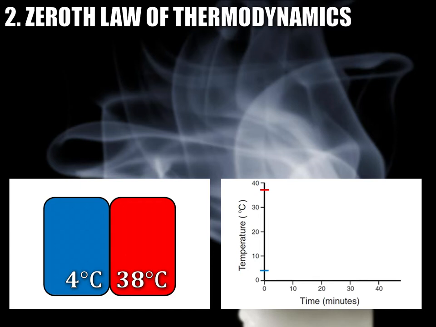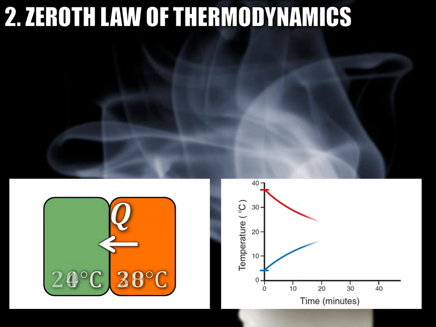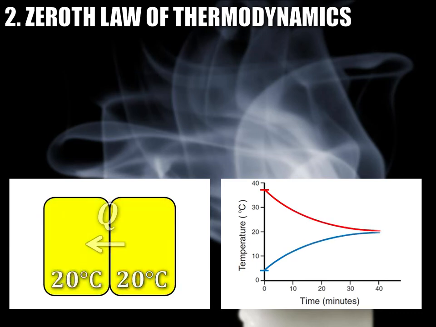Now we have a temperature difference, which means heat will flow. Now let's keep track of the temperature of each object as time passes, and let's see what happens. So heat flows from the hot object to the cold object, and as heat flows, the temperatures change. So what we notice in the end is that both objects reach the same temperature, in this case 20 degrees Celsius. We notice that the hot object cools down, the cold object heats up.